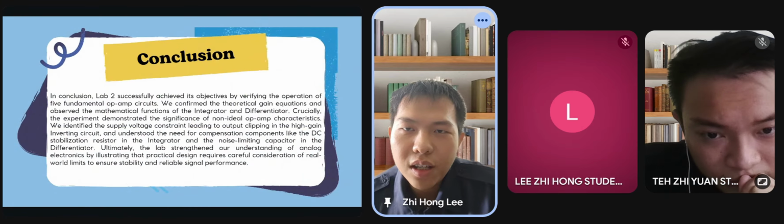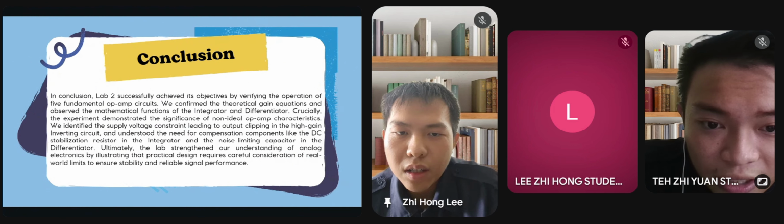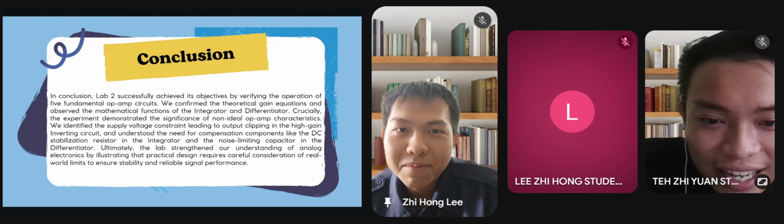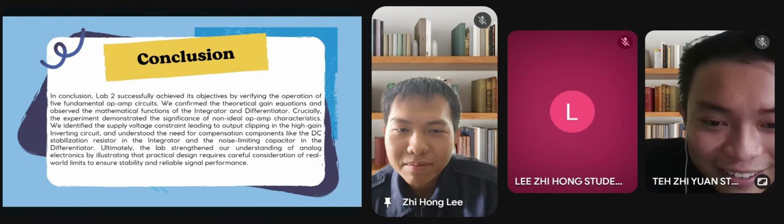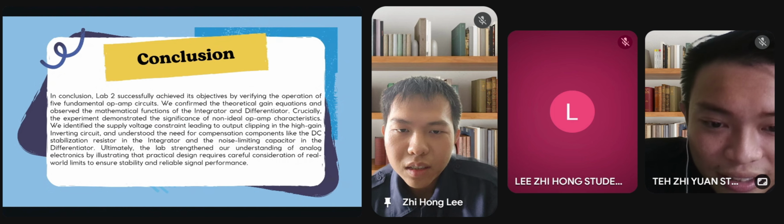And now the conclusion. In conclusion, Lab 2 successfully achieved its objective by verifying the operation of 5 fundamental op-amp circuits. We confirmed the theoretical gain equations and observed the mathematical functions of the integrator and differentiator. Crucially, the experiment demonstrates the significance of non-ideal op-amp characteristics.